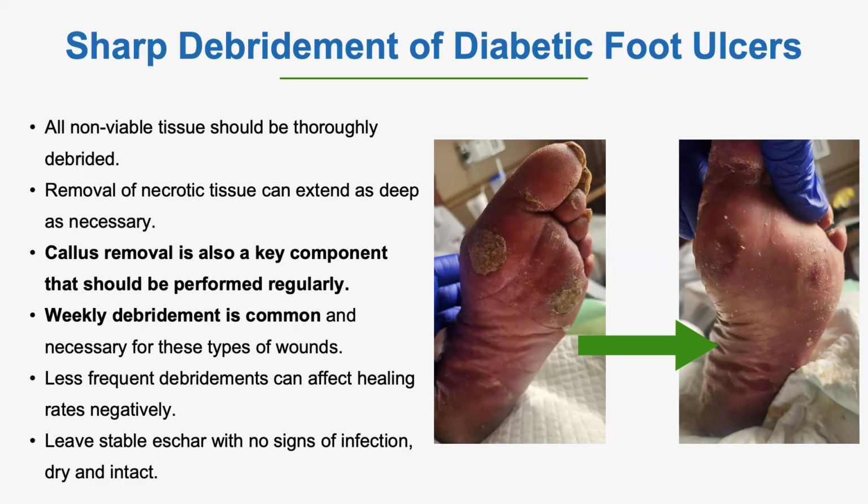In patients with arterial ulcers, and sometimes in patients with diabetic foot ulcers, you'll see what's called dry gangrene or dry eschar. You should not debride that; it should be left alone. If it becomes wet eschar or wet gangrene with drainage, that means it has become infected, and that's an indication for further surgical referral.